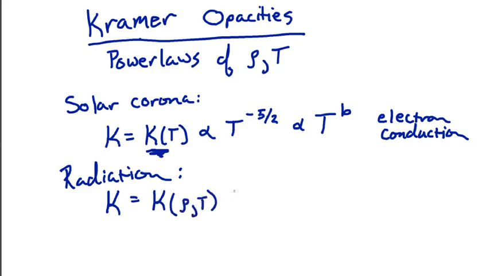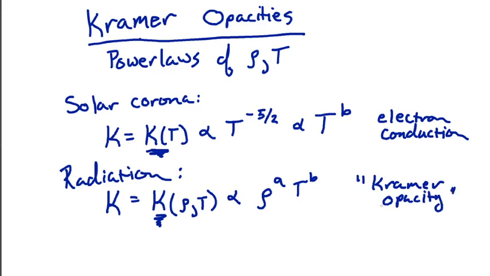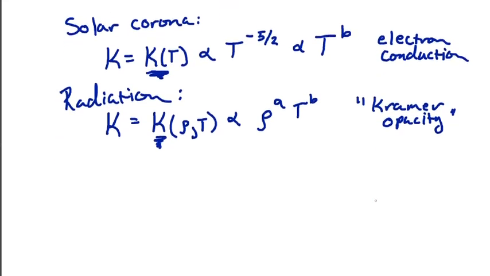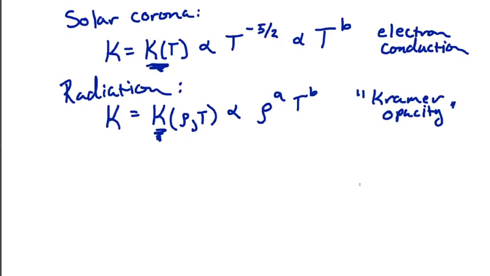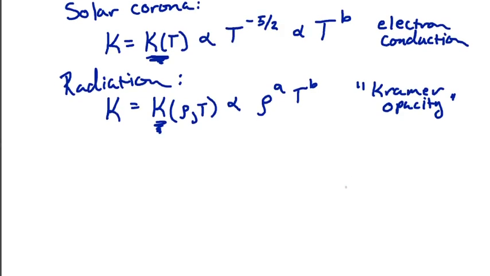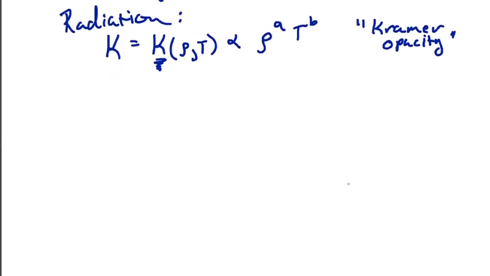If that functional form of the way that the heat conductivity K depends on rho and T takes the form of a power law, rho to the A, T to the B, then we call this a Kramer opacity, or heat conduction by radiation under a Kramer approximation. Now, Kramer opacities are very convenient. They end up giving us a closed system that we can solve for hydrostatic and thermal equilibrium, as we will see in just a moment.